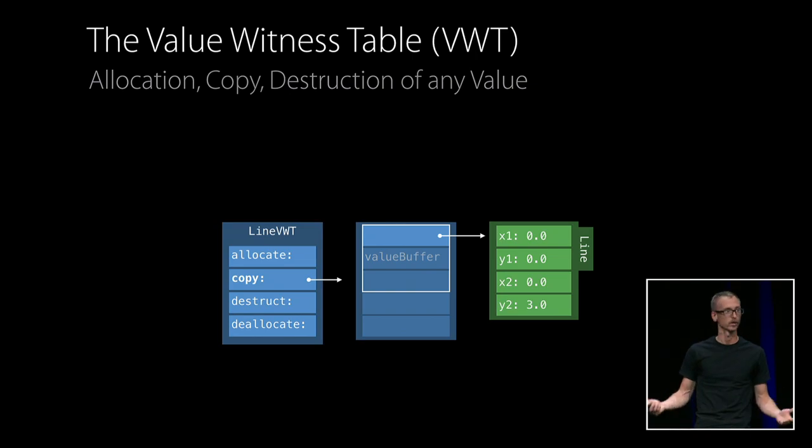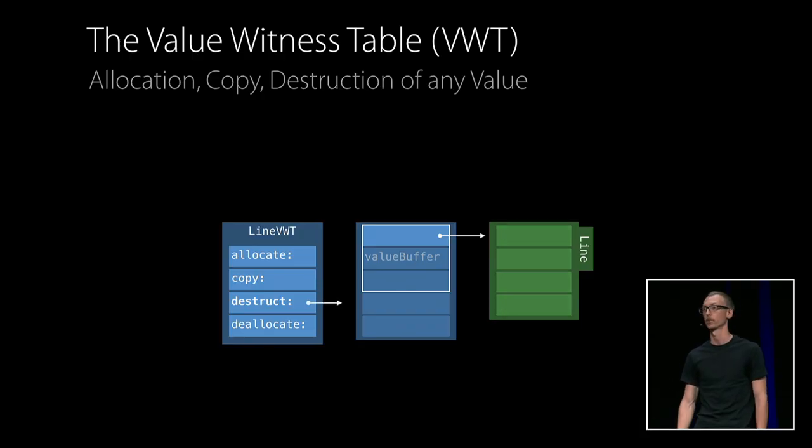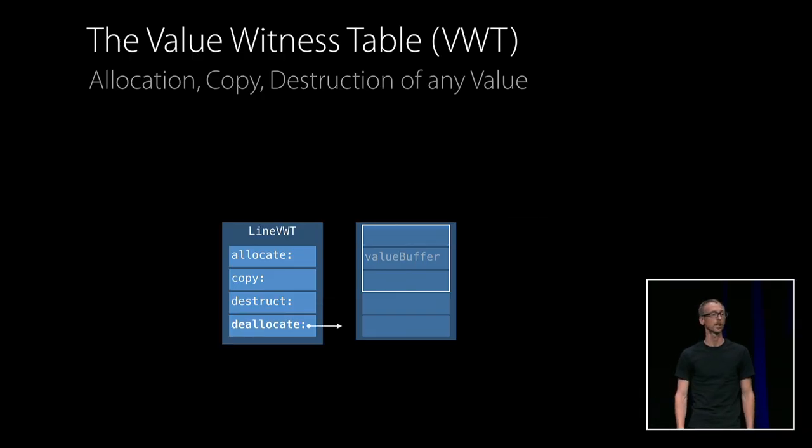OK, program continues. And we are at the end of the lifetime of our local variable. And so Swift calls the destruct entry in the value witness table, which will decrement any reference counts for values that might be contained in our type. Line doesn't have any, so nothing is necessary here. And then at the very end, Swift calls the deallocate function in that table. Again, we have a value witness table for line, so this will deallocate the memory allocated on the heap for our value.